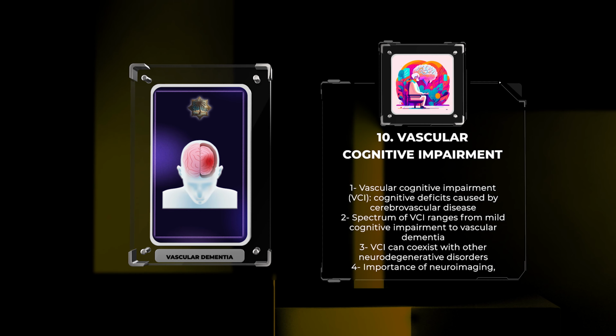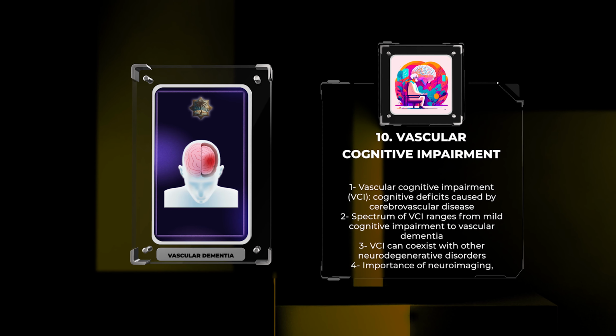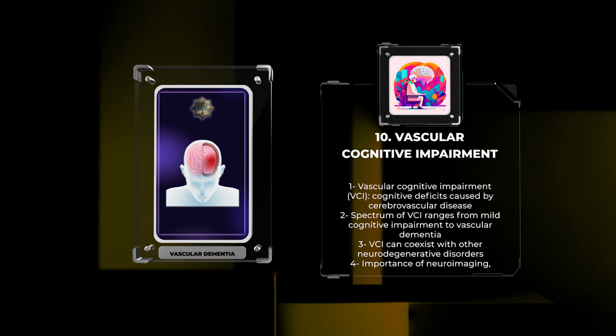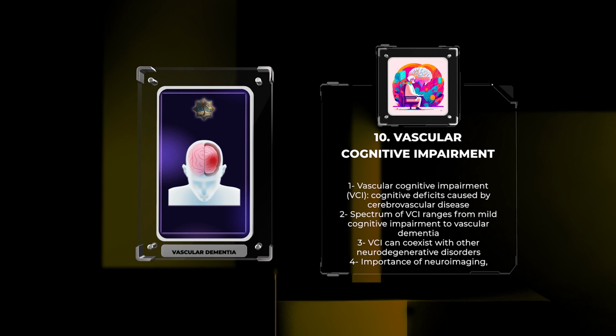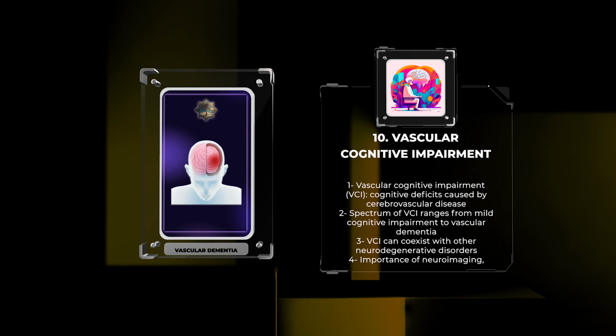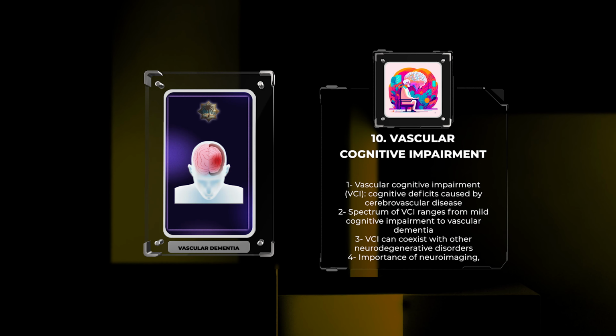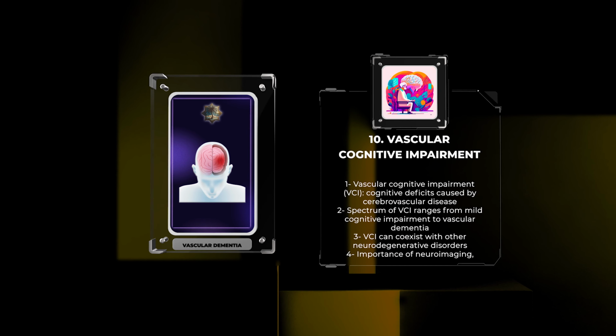Differentiating VCI from other causes of cognitive impairment, such as primary neurodegenerative disorders, is vital for appropriate management and treatment strategies. Neuroimaging, neuropsychological testing, and careful clinical evaluation are essential in establishing a diagnosis of VCI.